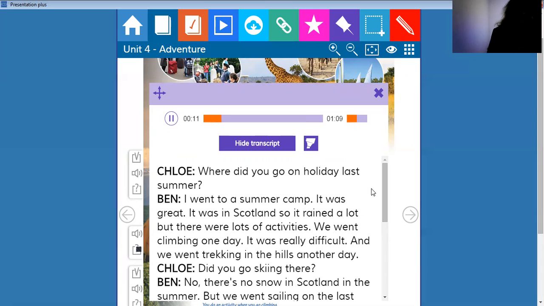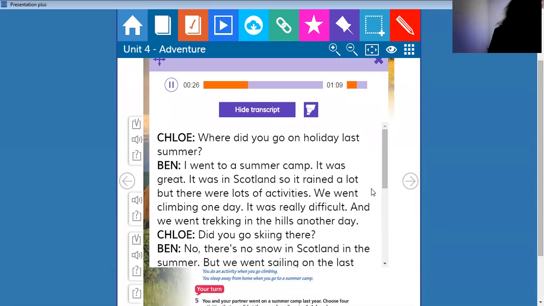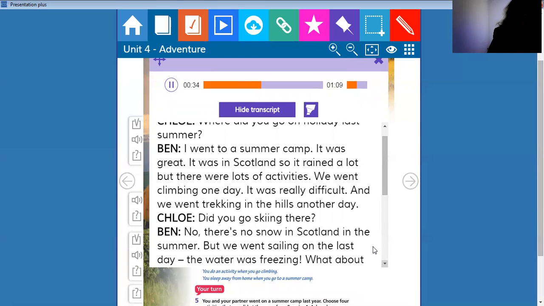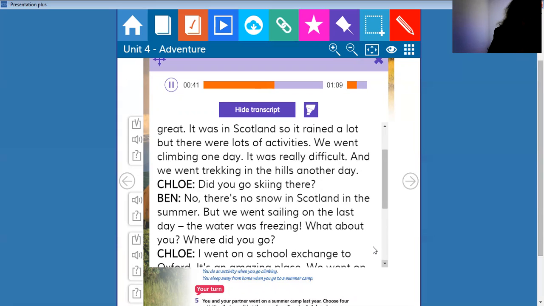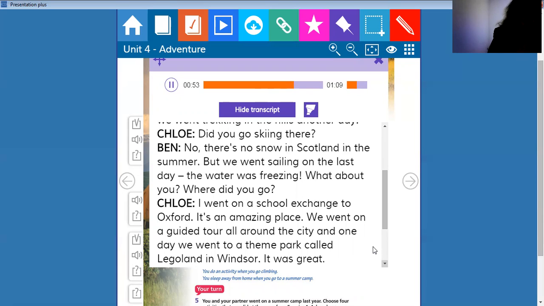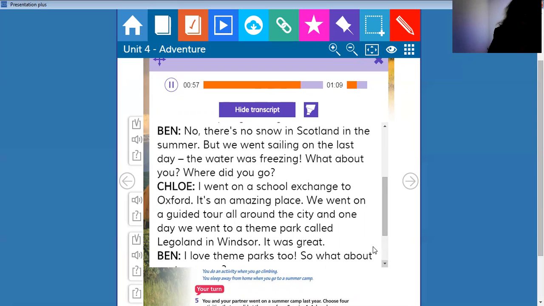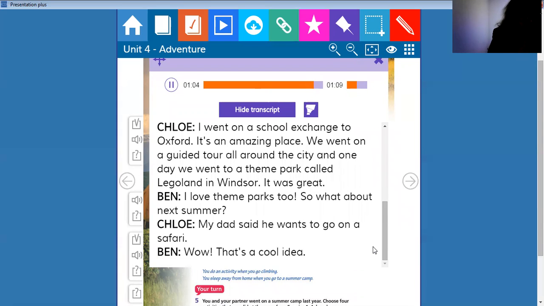Where did you go on holiday last summer? I went to a summer camp. It was great. It was in Scotland, so it rained a lot. But there were lots of activities. We went climbing one day. It was really difficult. And we went trekking in the hills another day. Did you go skiing there? No, there's no snow in Scotland in the summer. But we went sailing on the last day. The water was freezing. What about you? Where did you go? I went on a school exchange to Oxford. It's an amazing place. We went on a guided tour all around the city. And one day we went to a theme park called Legoland in Windsor. It was great. I love theme parks too. So what about next summer? My dad said he wants to go on a safari. Wow, that's a cool idea.